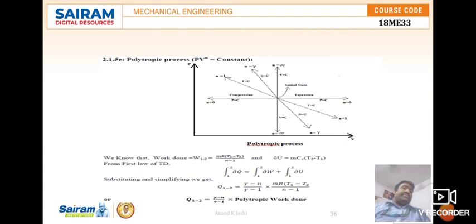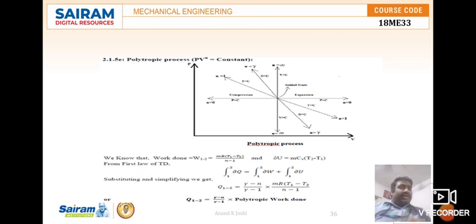Okay, next if n is equal to 1, then it is a constant temperature process, that is PV is equal to constant. If n is equal to 1.4, that is the adiabatic index, so you will get the adiabatic process. If n is infinity, you will get the constant volume process or isochoric process. This is how you can find different processes by varying the value of n. So this n is a polytropic index of the working substance.